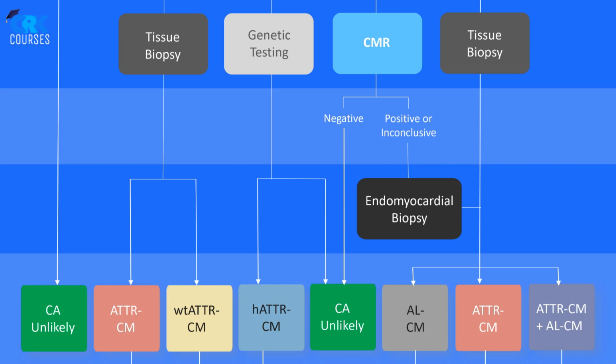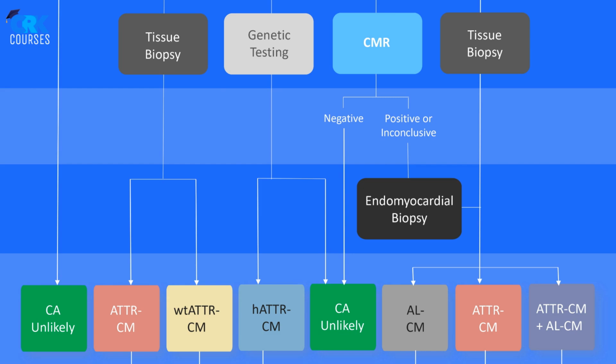Step 3. Diagnostic stratification, confirming the amyloid type. Once amyloidosis is suspected or confirmed through imaging or clinical signs, we proceed to clarify what kind of amyloid we're dealing with: AL, wild-type ATTR, or hereditary ATTR. This process relies on 3 critical tools.